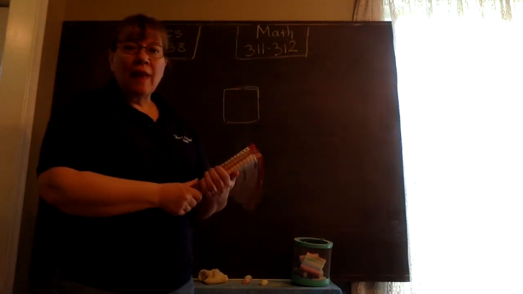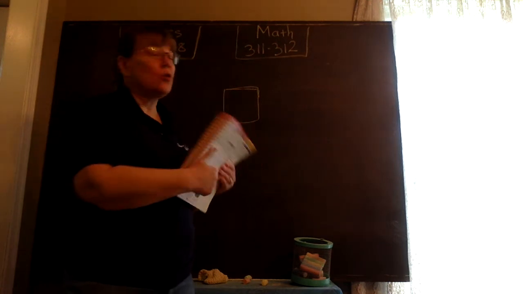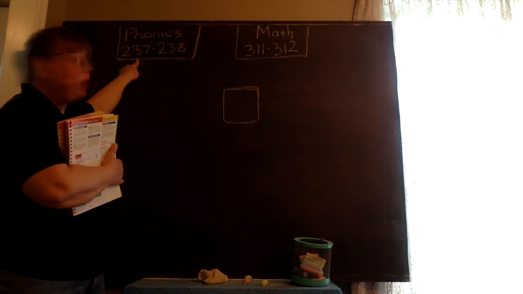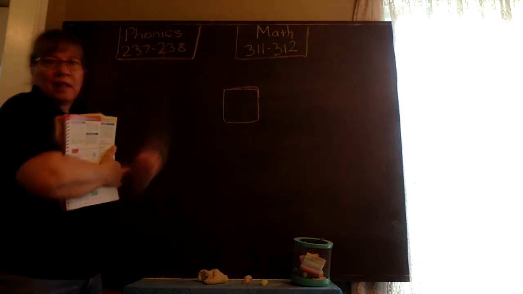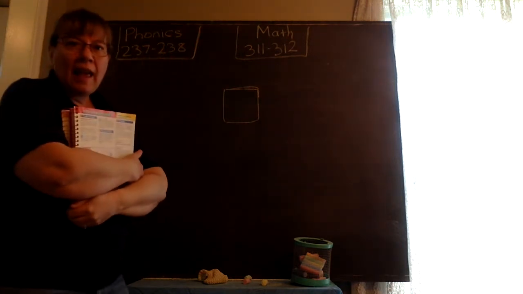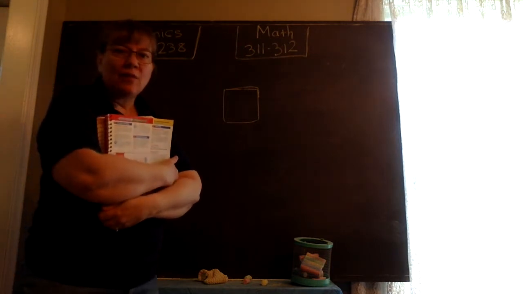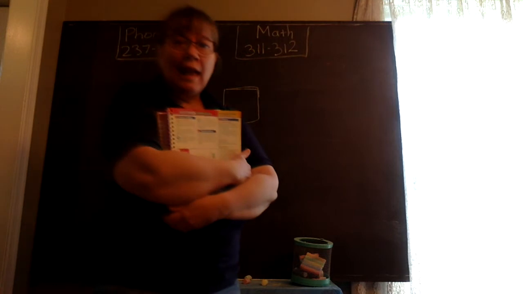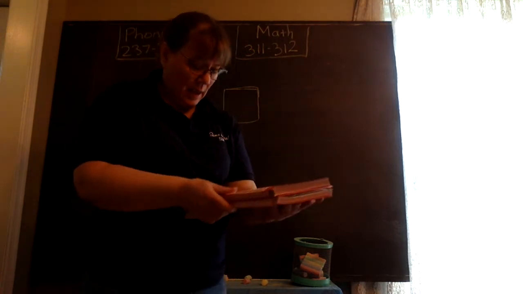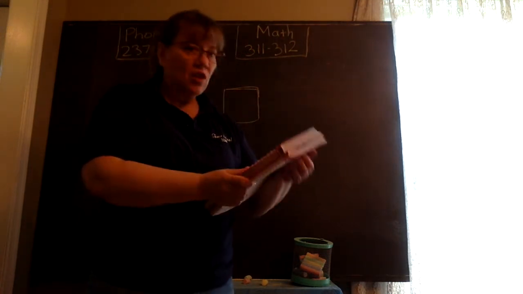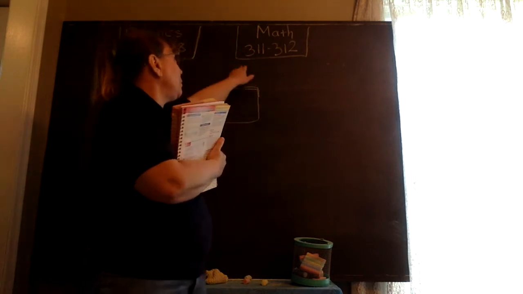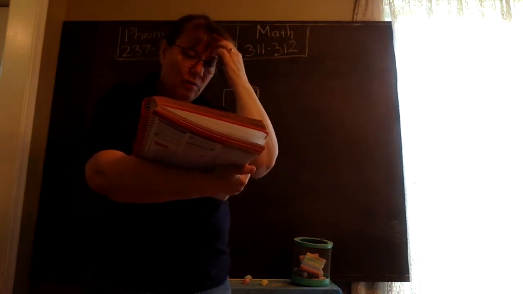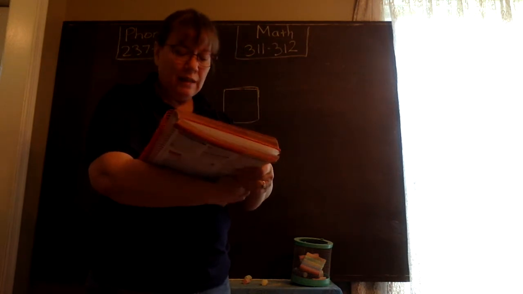We are not having a phonics lesson today because your phonics assignment is to read the story, How to Make Play-Doh, on pages 237 and 238. And maybe if your family has the ingredients at home, you can make it. So we're going to go on and start with math. You should be on pages 311 and 312 in your book, and it's chapter 7, lesson 7.